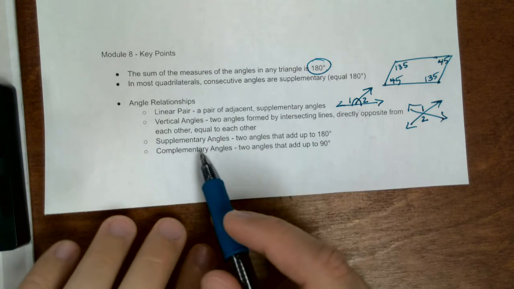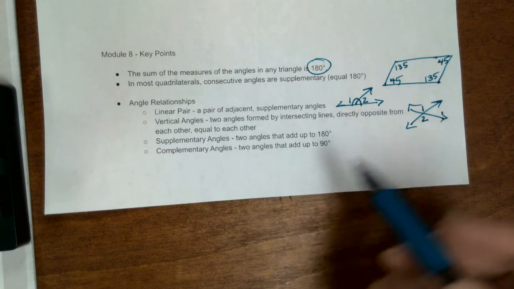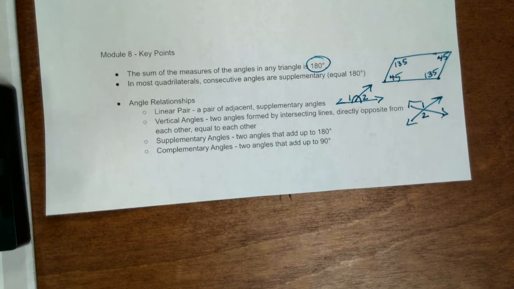Okay, and then you have supplementary, just two angles that always add to equal 180. So in this case, a linear pair would work. Consecutive angles would work, but supplementary just describes any two angles that would be 180 if we add their measures together. And same thing for complementary. Two angles that don't necessarily have to be touching, but if we were to take their measures and add them up, they would equal 90 degrees.